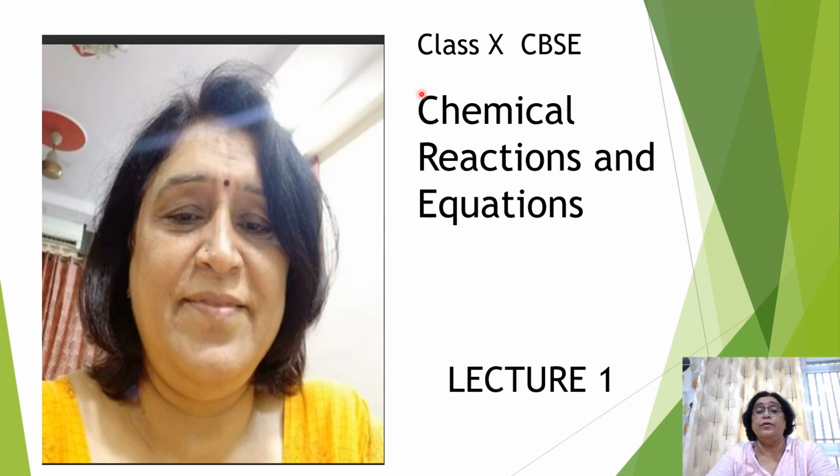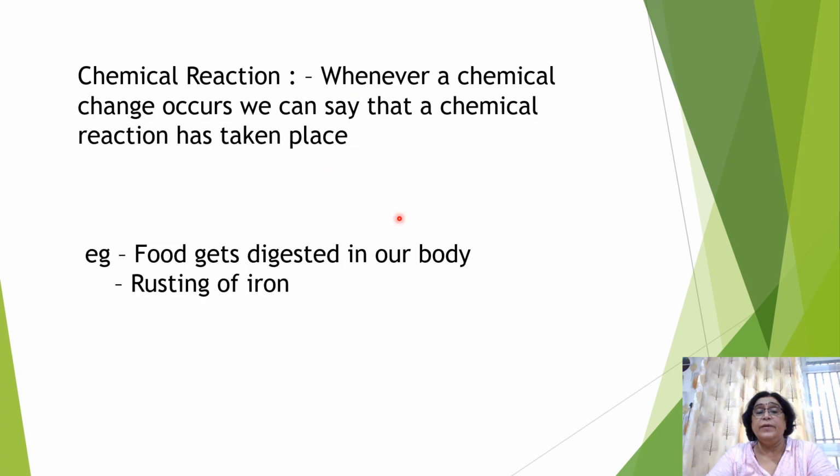So this is a video from class 10th CBSE chapter 1, that is chemical reactions and equations, and this is the lecture 1 of it. So chemical reactions. What is a chemical reaction? So if I burn magnesium ribbon in the presence of oxygen, what happens? The ribbon burns and magnesium oxide is formed in the form of ash.